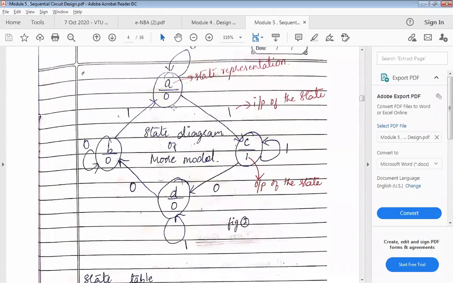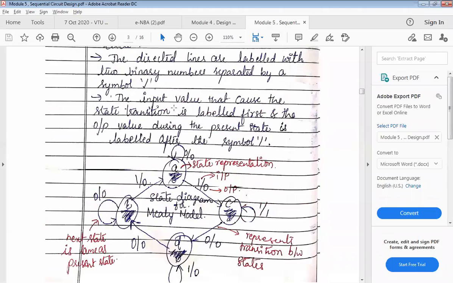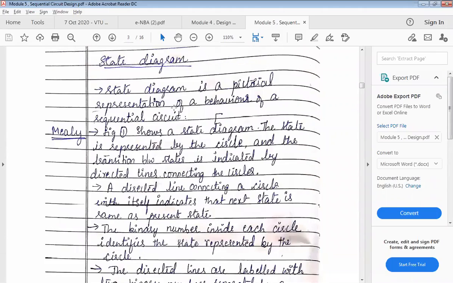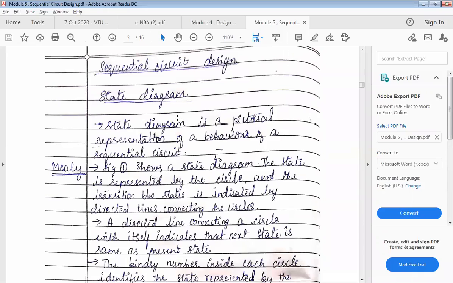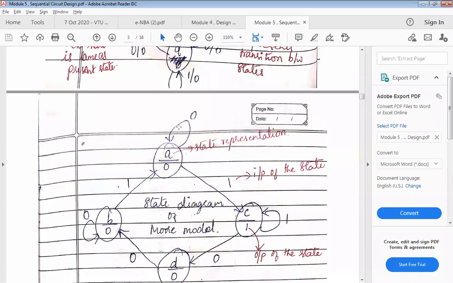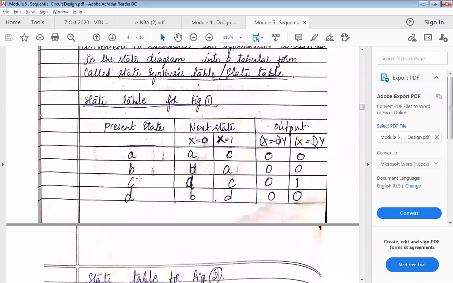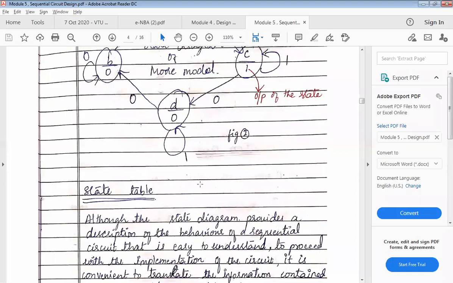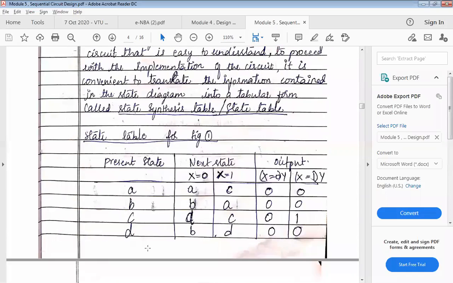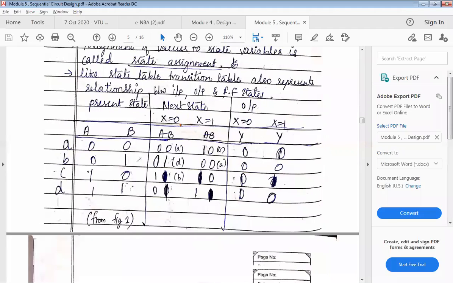So this is about your state diagrams, and the differentiation between the Moore model and the Mealy model. Try and revise these concepts, and in our next class I'll be taking up the state table. This is another concept where we extract data from the graph and put it in tabulation form. Then we will see another table called the transition table, and how it is done.